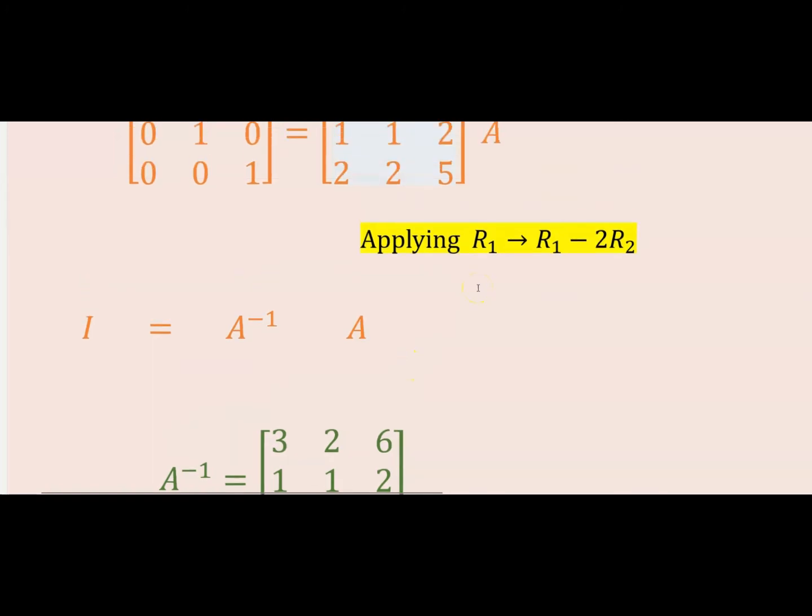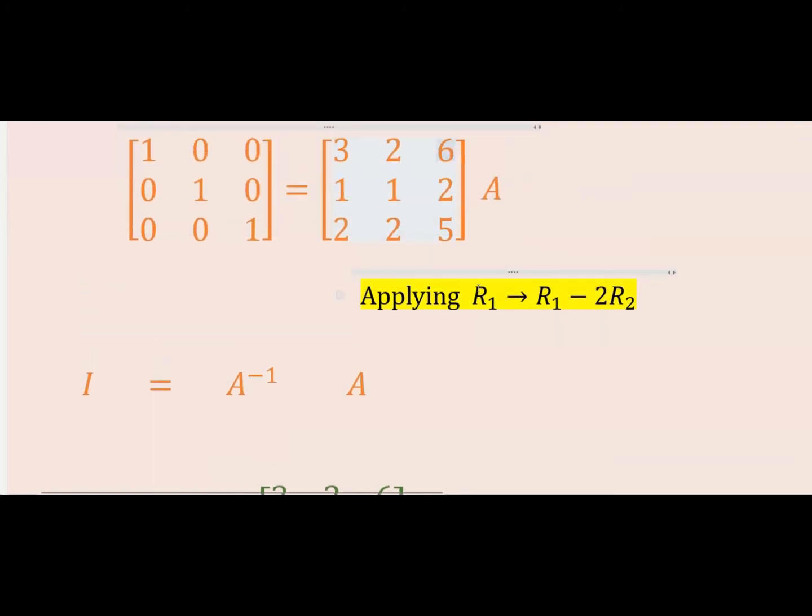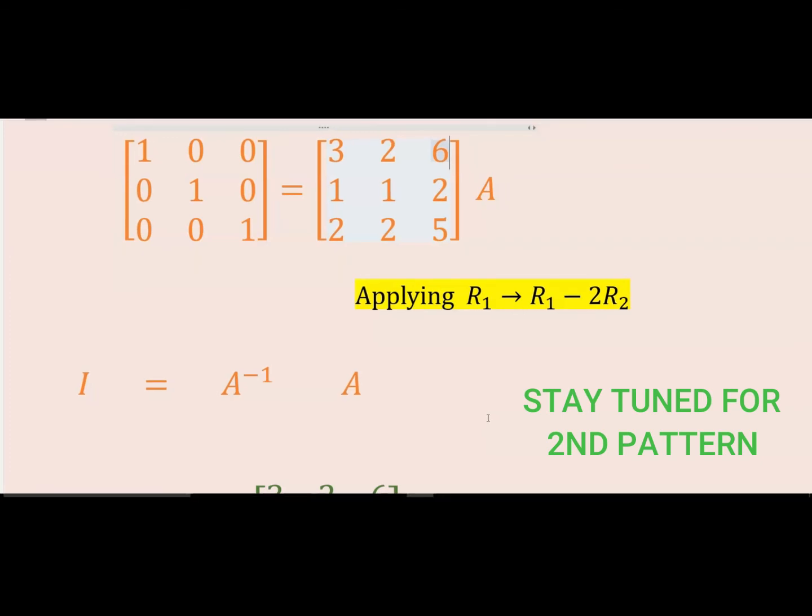So what you need to do is just follow the pattern in the 2 by 2 matrix also, or in the 3 by 3 matrix also. While applying the operations and using the pattern, it will be easier to find the inverse of the matrix. In the next video, I will discuss how to apply the column operations and which pattern we will use in the column operations.